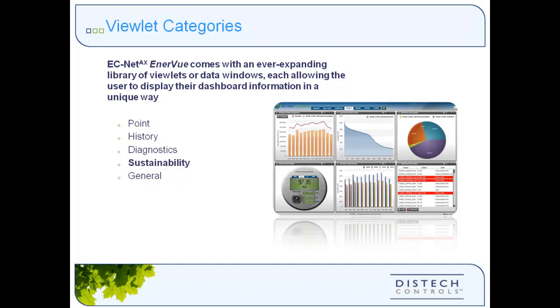Sustainability viewlets display historical and live data related to some sustainable effort. General viewlets are those which reference other sources for their displays, such as URLs. The user should understand the capabilities of each viewlet to ensure their visualization goals are met.